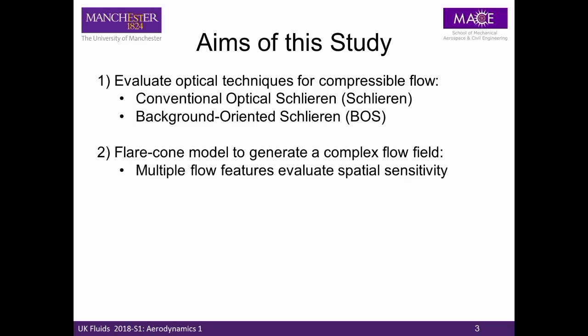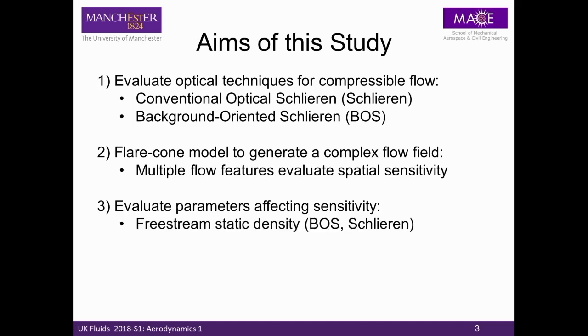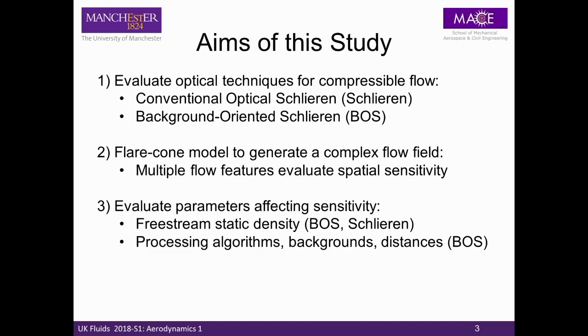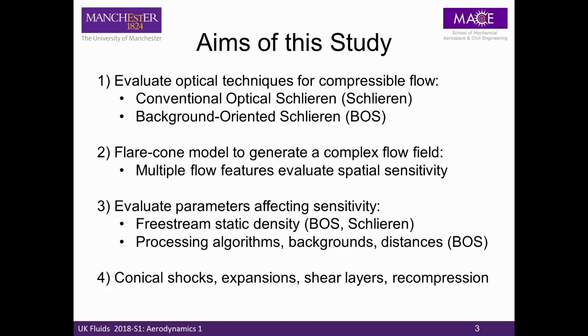So multiple features, evaluate the spatial sensitivity, and I'm evaluating the parameters affecting the sensitivity of the two techniques. So free stream static density, which is common to both BOSS and Schlieren. When I do the actual test, we change the static density values. And then the things which are unique to BOSS, which are the processing algorithms, the background patterns, and throw distances. So again, we've got a variety of different things that we're going to look at to examine it.